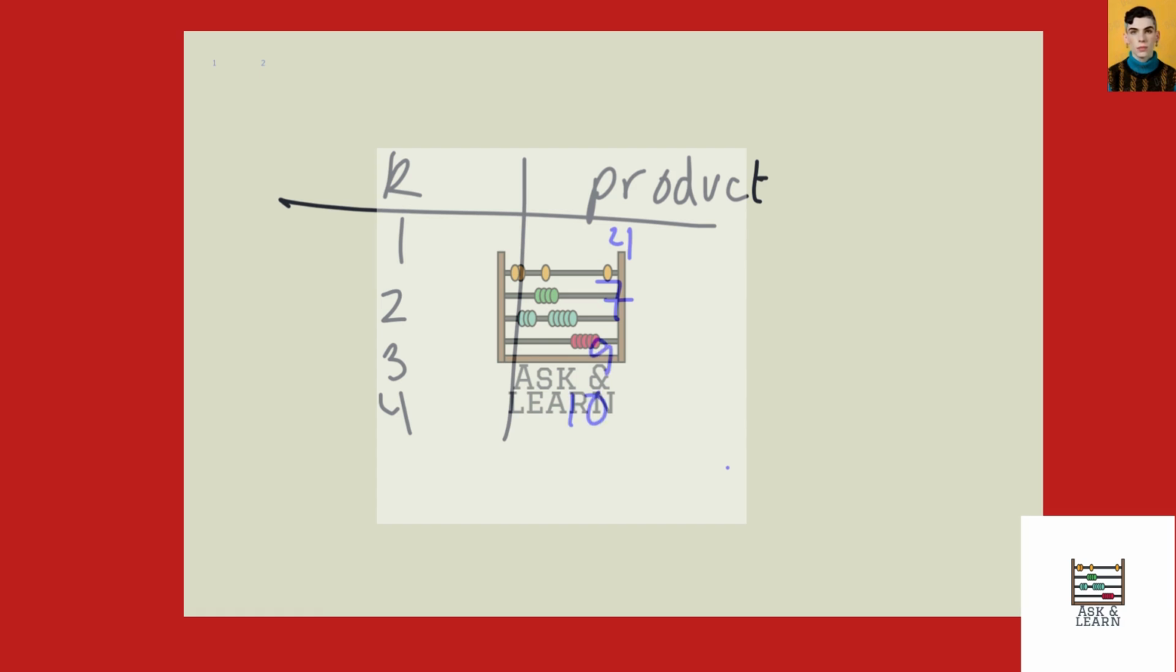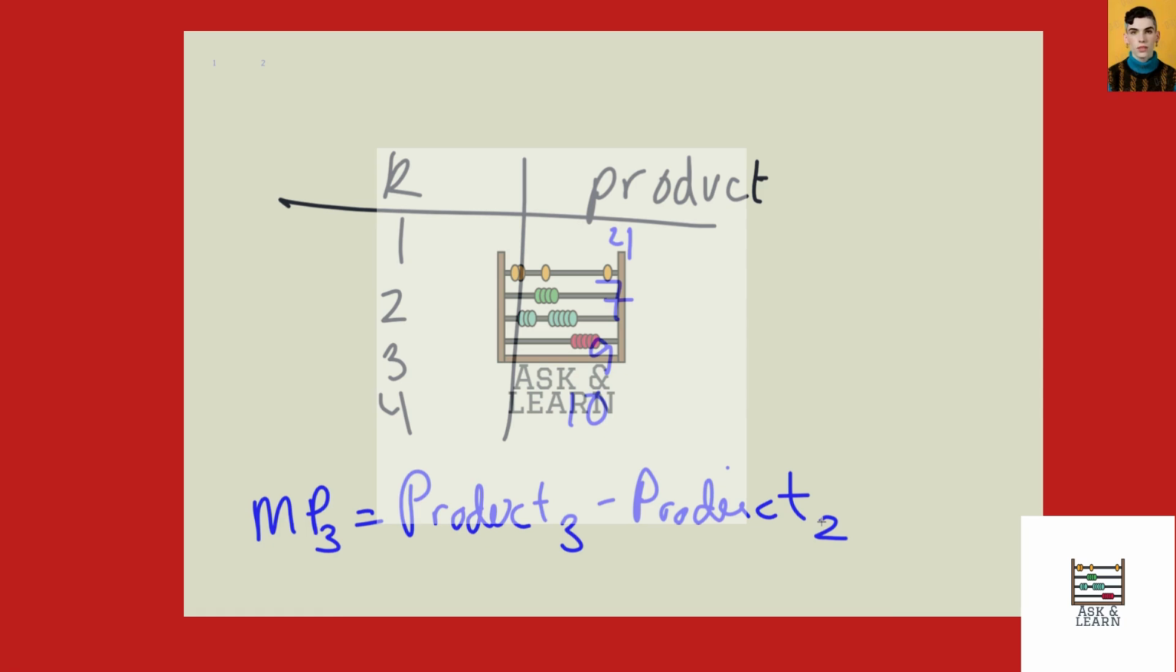The marginal product of the third machine is equal to the product of the third machine minus the product produced by having 2 machines. So this is equal to 9, and this is equal to 7. So 9 minus 7 is equal to 2. So the marginal product, the product you get from hiring one additional unit of capital, is equal to 2 when you're talking about your third unit of capital.